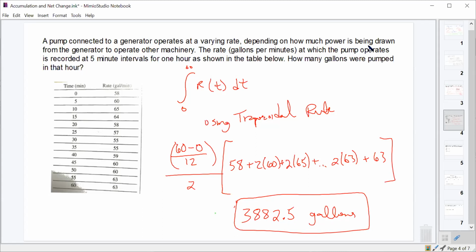Yeah, I think it's going to be a little less than 3,800. 3582.5. That seems to be the consensus. A couple people have sent me direct messages with that. I think you might have just added one too many 60s in there at some point.